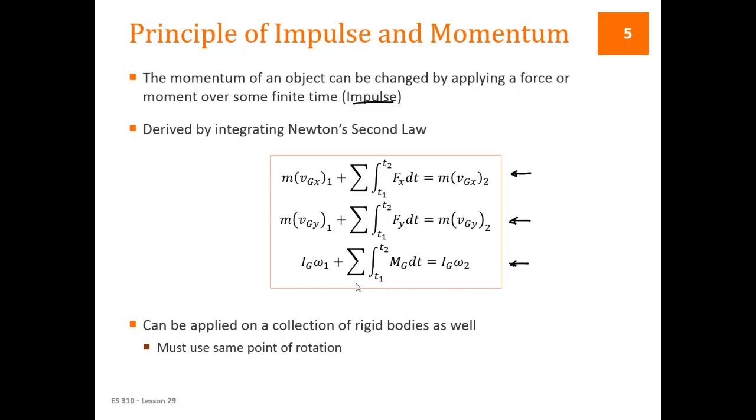And this one is written in terms of IG, but you can also write it in terms of the instantaneous center of zero velocity, or some arbitrary IA like we saw on the previous slide. These can be applied to a collection of rigid bodies as well, but you must use the same point of rotation. So you'll have to find IG for the collection of the bodies.